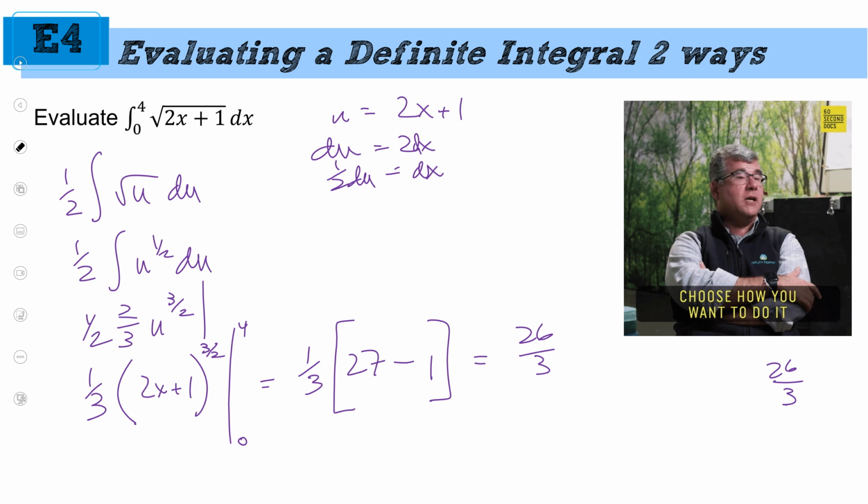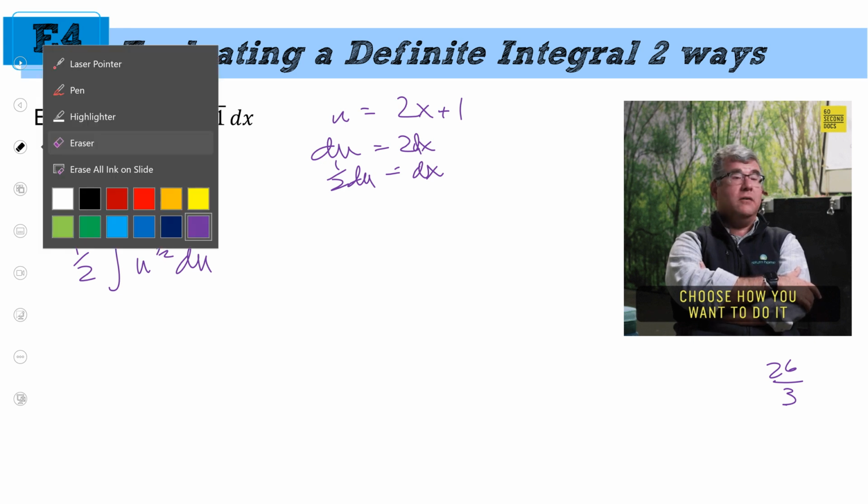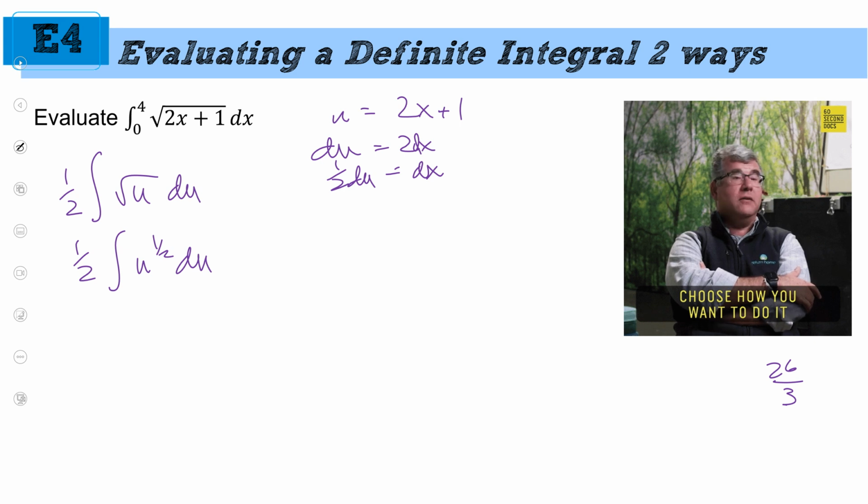So I'm going to go to here. Get rid of all this stuff. And change colors to yellow. Okay. Before I take the antiderivative of this, I'm going to come over here and do a little sidebar. And I'm going to ask myself a simple question. If x is equal to 4, then what is u equal to? If x is equal to 0, what's u equal to? What are the answers?